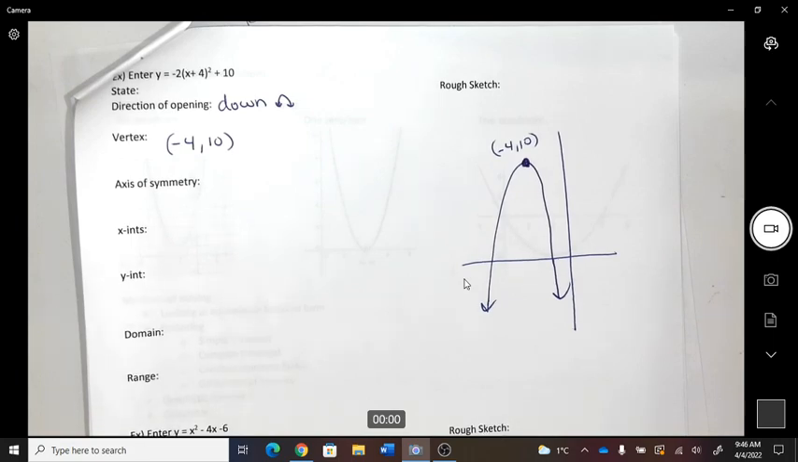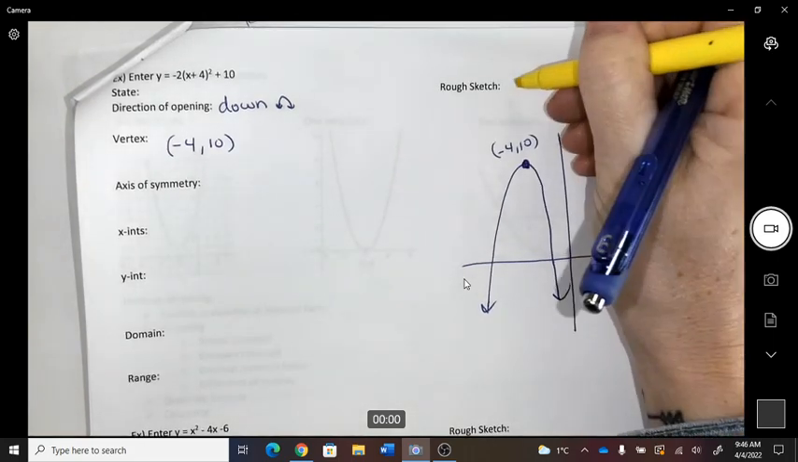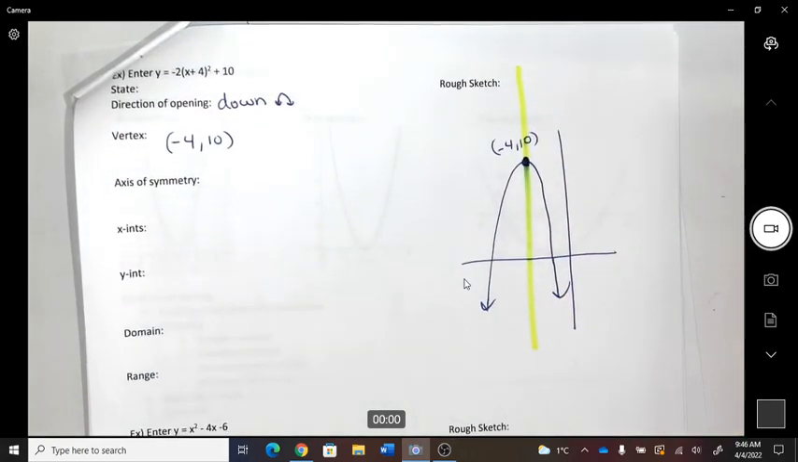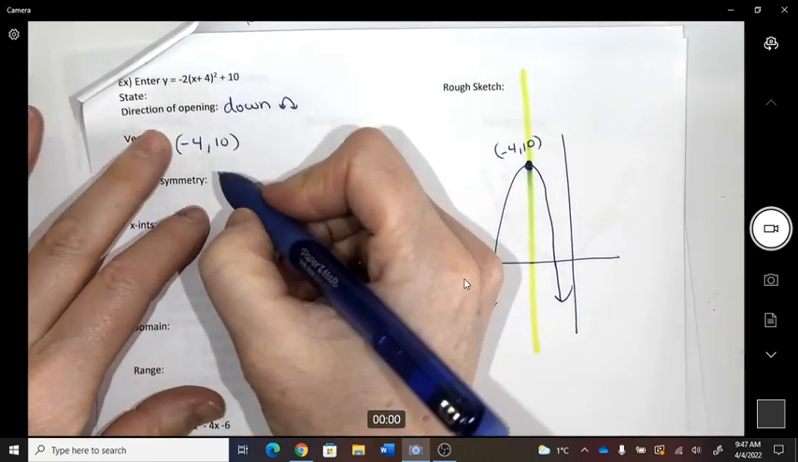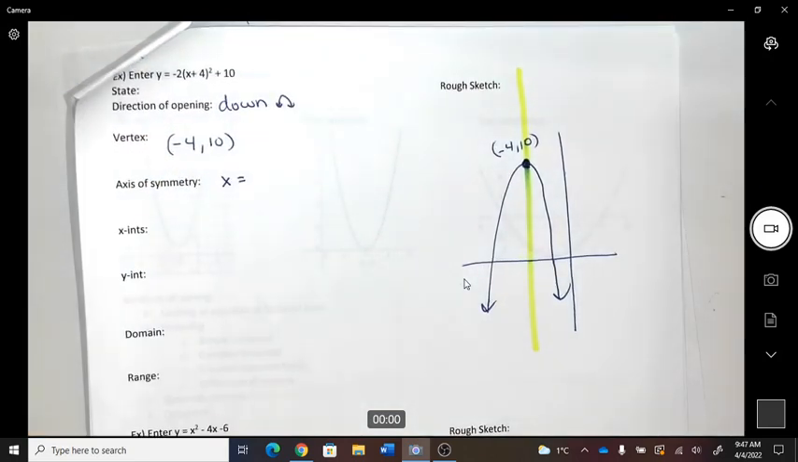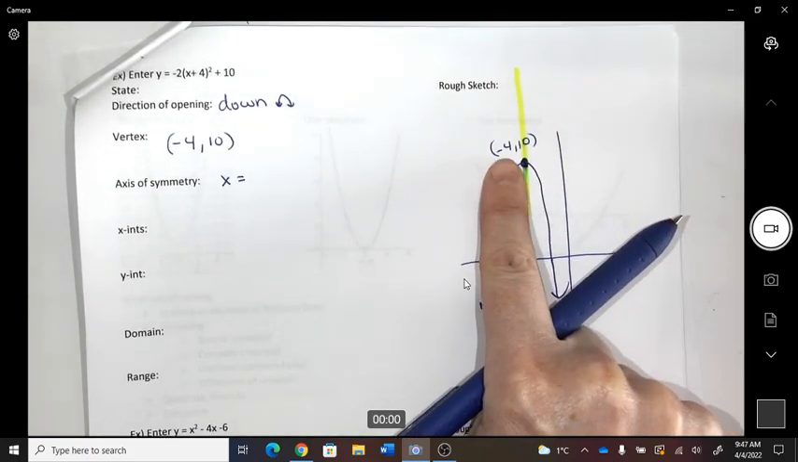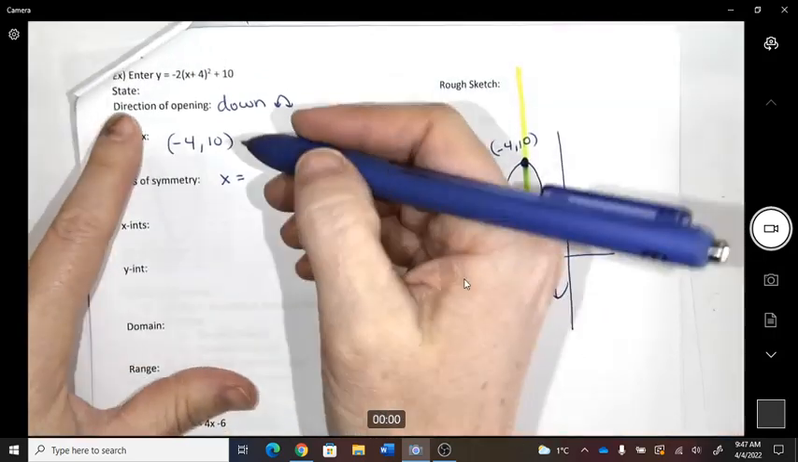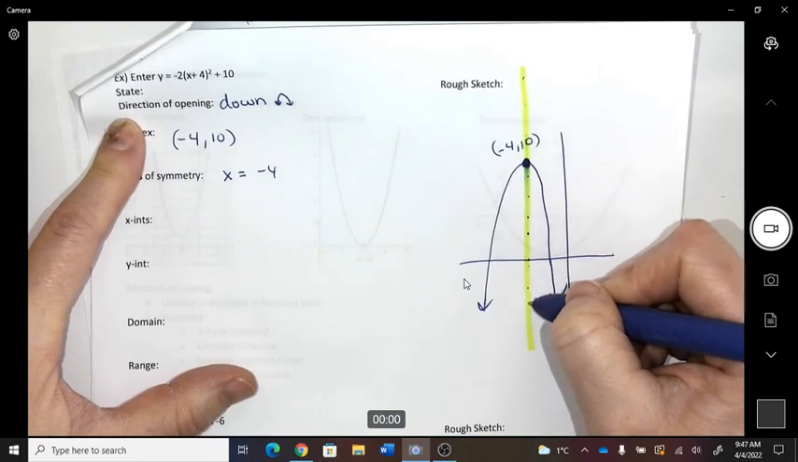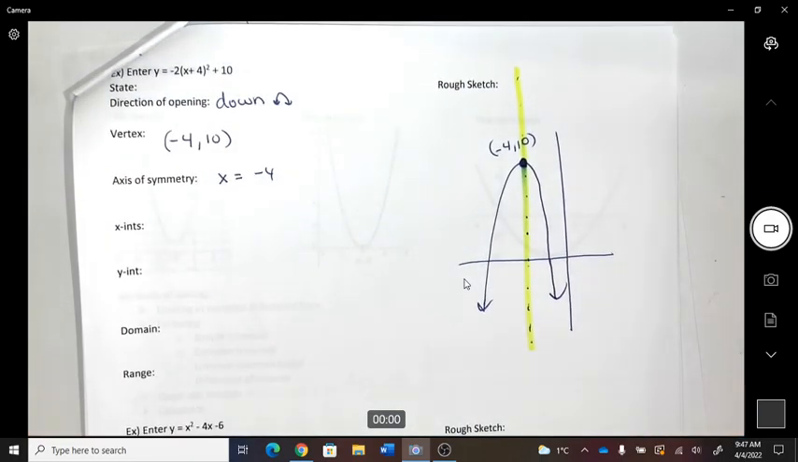Okay, the axis of symmetry is this line, and that cuts it. So that'd be like that, right? That's where I could fold it over. So x equals, and which x value does it go through? Does anybody know what x value this line will go through? It should go through a -4. Right? Anywhere on this line, the x number is -4.